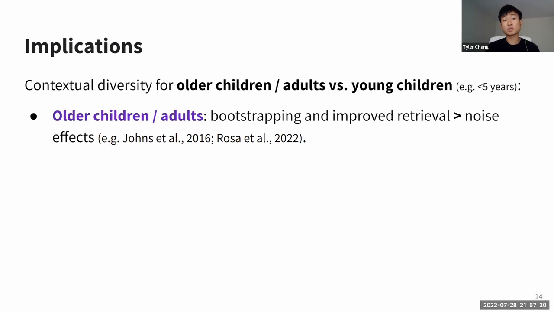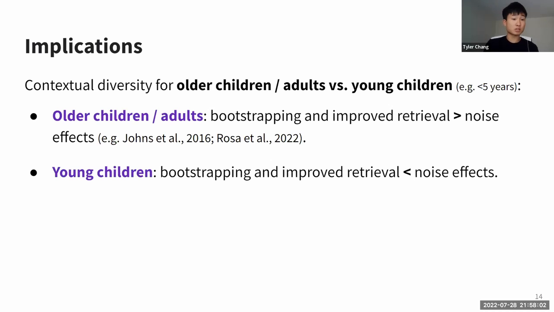And second, contextually diverse words are hypothesized to facilitate improved retrieval because they appear in a wide variety of contexts, they're retrieved in a wide variety of contexts, and it improves the context-general retrieval of each word. And these two benefits of bootstrapping and improved retrieval seem to overcome any possible noise-introducing effects of contextual diversity in these older children, children as young as around 3rd grade, and adults. In contrast, we found that in young children, it seems that these noise effects of contextual diversity seem to overshadow any effects or benefits of bootstrapping and improved retrieval.